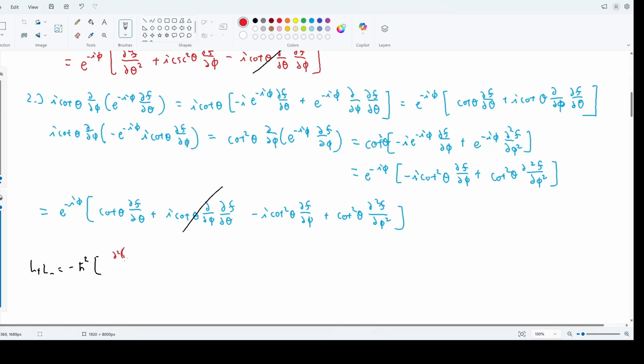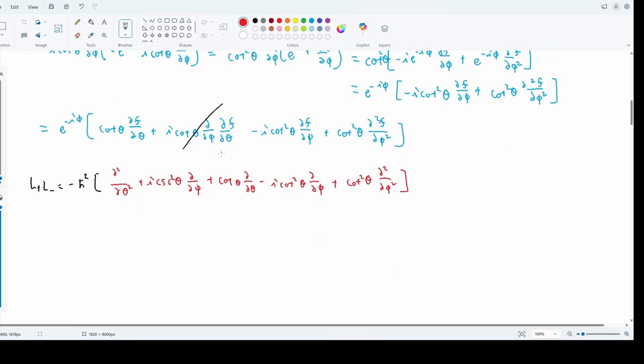d2f by d theta squared plus i cosecant squared theta. And actually, at this point, let's get rid of the test function because we're not doing any more derivatives. i cosecant squared theta d by d phi added with cotangent theta d by d theta, minus i cotangent squared theta d by d phi plus cotangent squared theta d2 by d phi squared.